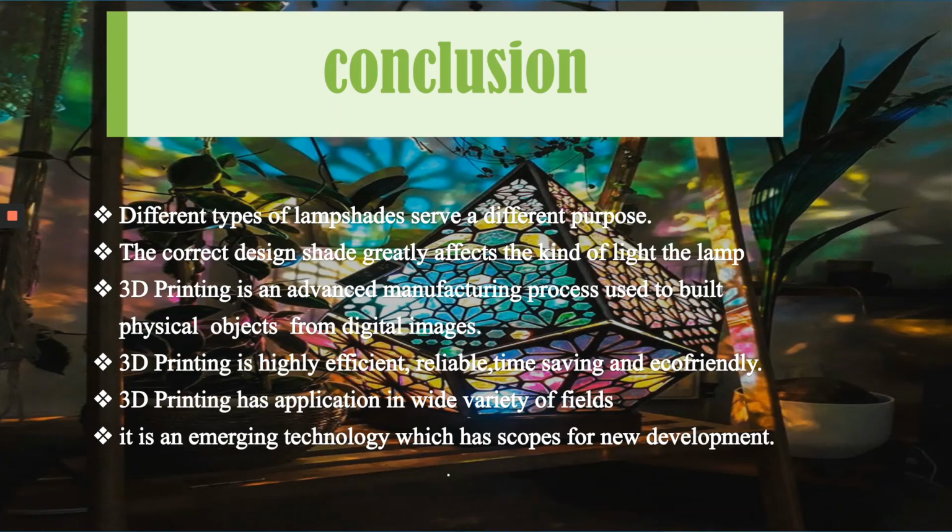So the 3D printer is an advanced manufacturing process used to build physical objects from digital images. Like I said, from the image we can print out an object, because the 3D printer is always used to print out an object from the image. We can transfer the codes to the 3D printer to print out an object.